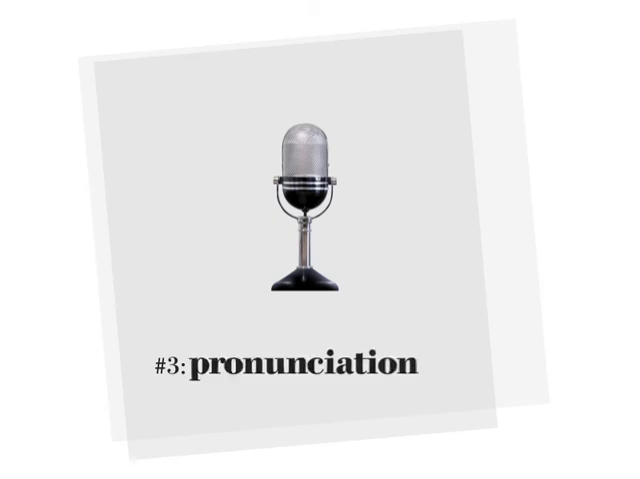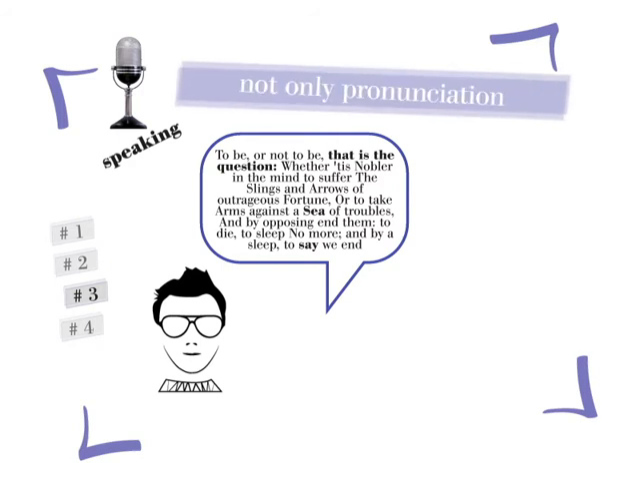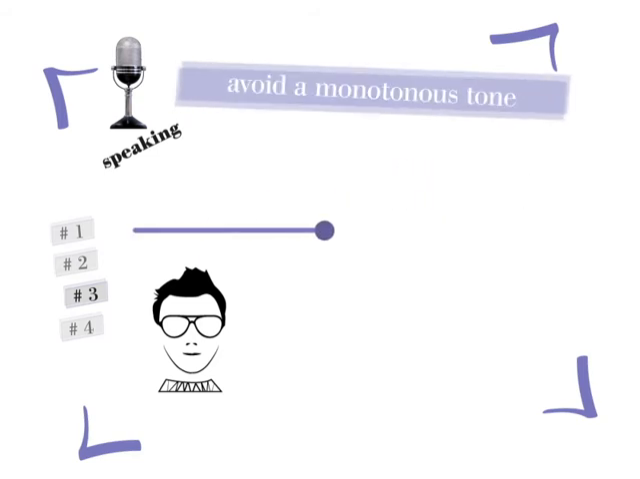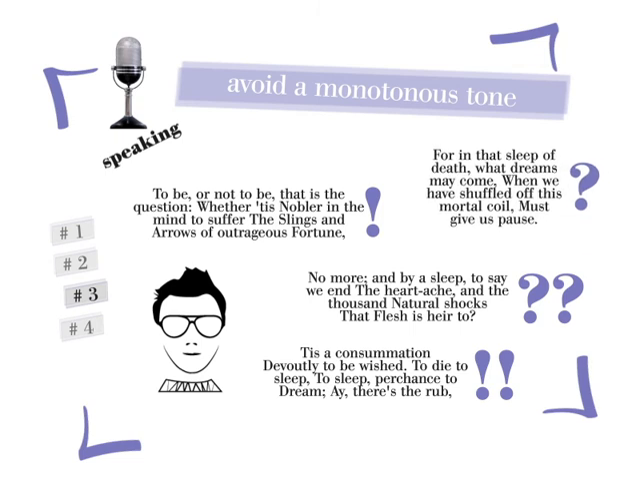3. Pronunciation. Pronunciation is not only the way individual words are pronounced, but also the stress and intonation and rhythm of sentences and answers. Good students will avoid a monotonous tone, which always gives a negative impression, and use stress to add interest and enthusiasm to their answers.